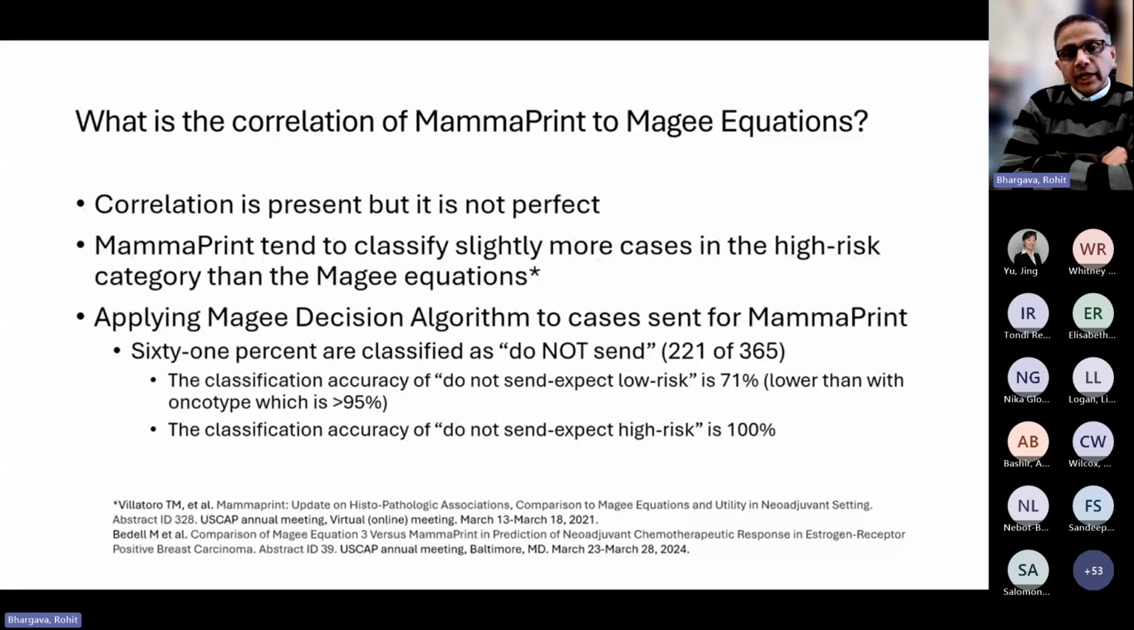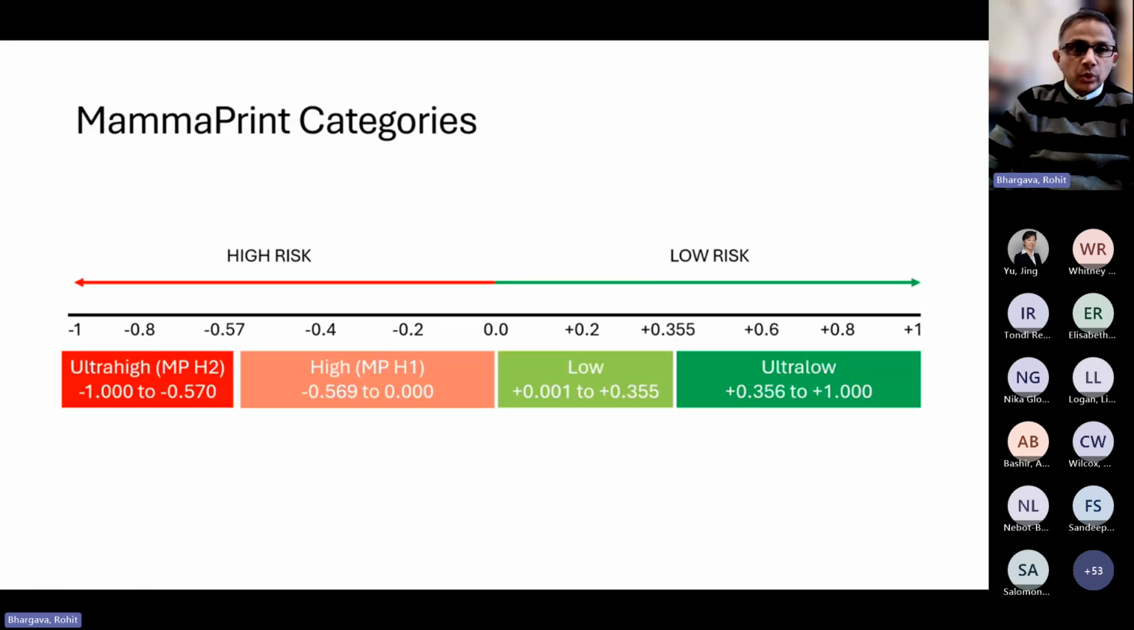And also the classification accuracy of do not send expect low risk is 71%, which is significantly lower than the Oncotype, which is over 95%. But the classification accuracy of do not send expect high risk remains 100%. This is just because, with the cutoffs that are designed right now for the test, MammaPrint tends to classify slightly more cases in the high risk category. MammaPrint have recently started even dividing their low risk and high risk into two groups each: ultra low, low, MammaPrint high 1 and high 2. So essentially creating 4 different categories.